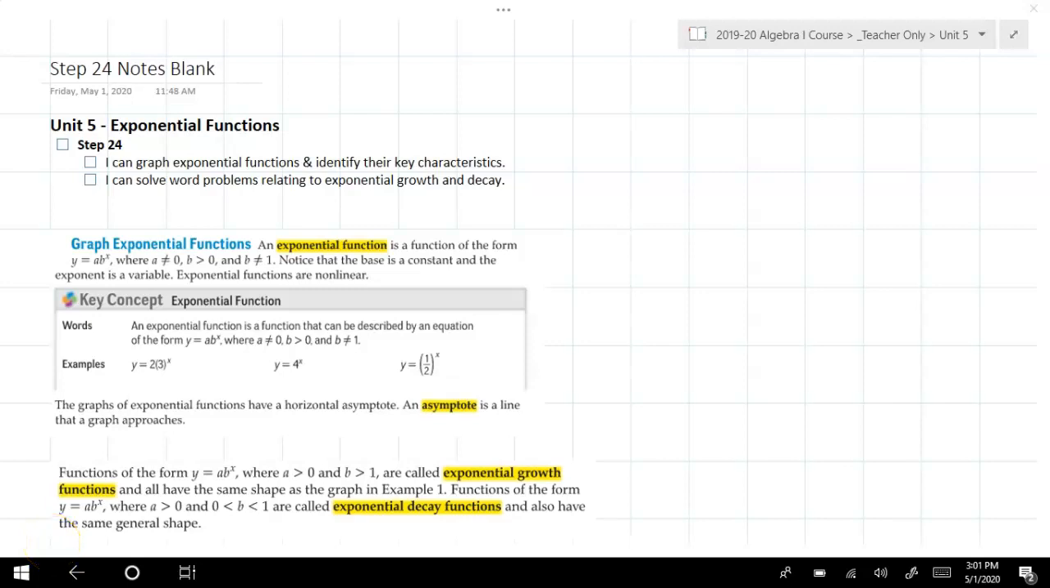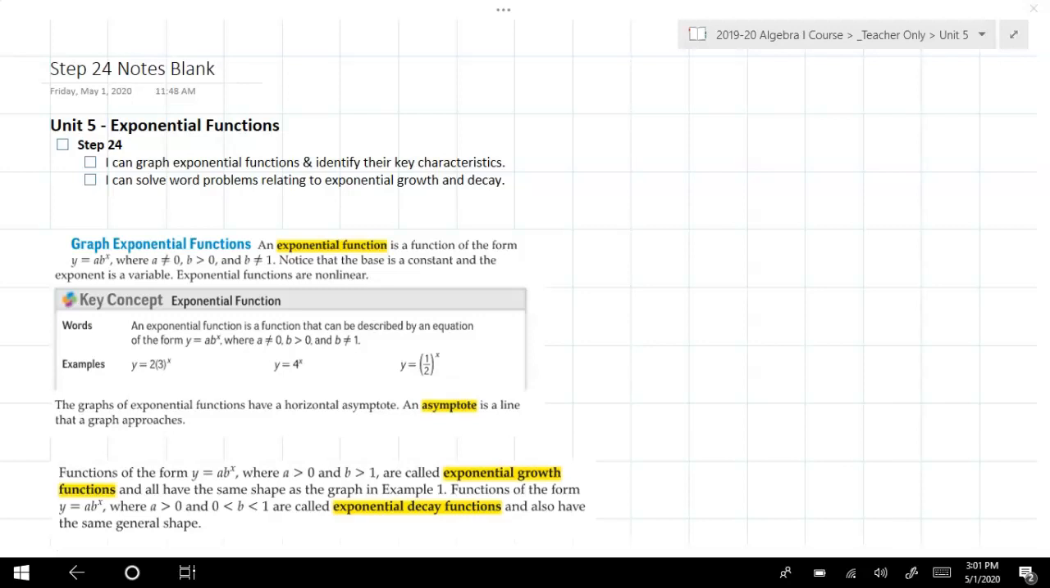All right, welcome to Step 24 Notes. We're starting Unit 5, which is about exponential functions. We're going to learn how to graph exponential functions, so you need to grab your calculator. You need to have your calculator with you. I won't be able to display mine side by side in this video, so have your calculator near.